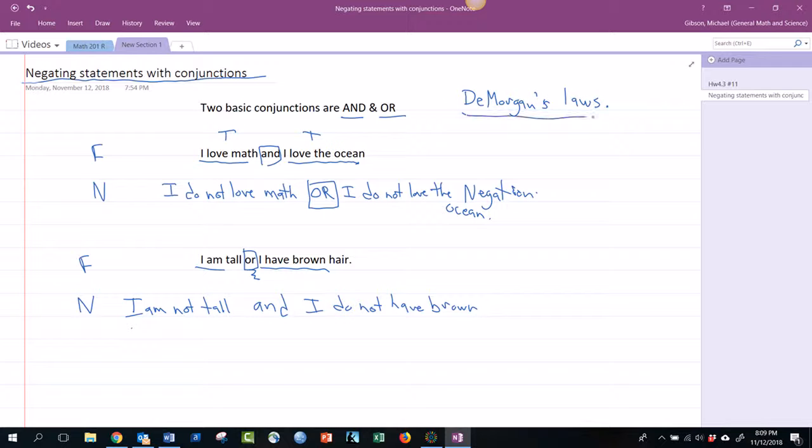You want to apply De Morgan's laws. If you have an and, to negate it, flip the and to an or, and negate both of the phrases attached to the and. If you have an or, flip the or to an and, and negate both the phrases attached to the or. That's it. I hope you find that helpful. That is how you negate statements with conjunctions using De Morgan's laws.